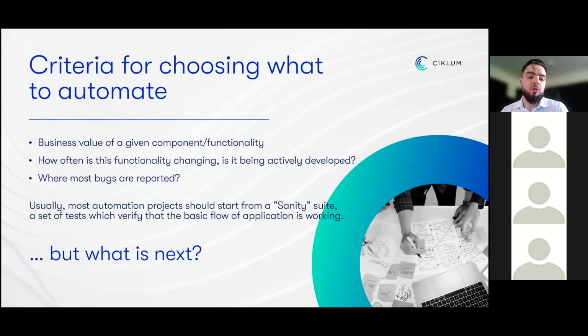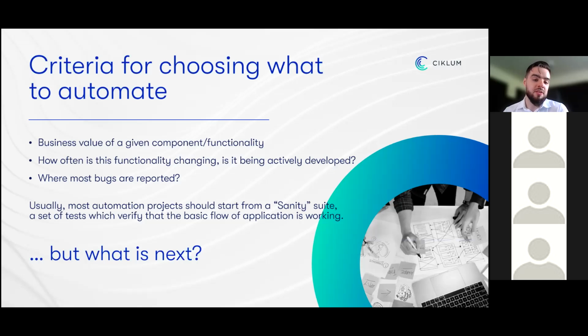So how should we choose what we should automate? Let's imagine we come into a project where automation wasn't being done from the start, and we need to figure out what we should start from. So we have, for example, some application. There are several criteria which you can use. First of all, this should be the business value for a given component of functionality. So we need to take into account how valuable a given application area or a feature is to the business or to the end user.